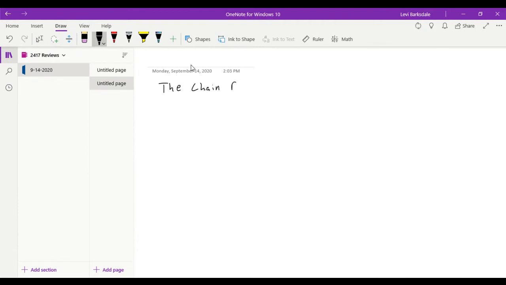And the chain rule is basically just a way of taking derivatives of more complicated functions. And if we wanted to write it out formally, we took the derivative of some function of u. It's going to be, where u is a function of x.